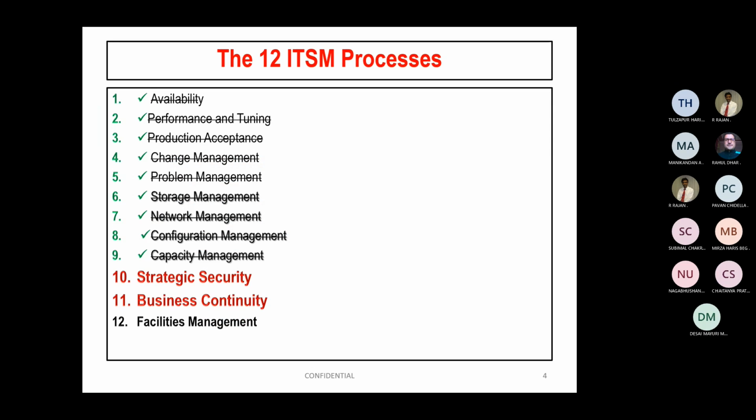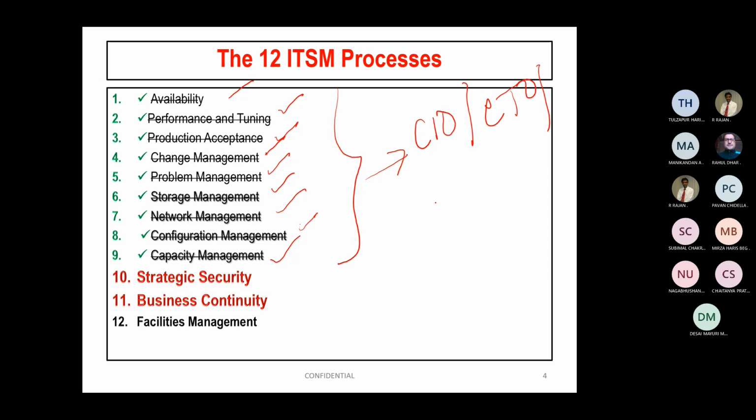Now we have covered quite a few, right? Starting from availability, performance tuning, production acceptance, change management, problem management, storage management, network management, configuration management, capacity management. Now, these perhaps all belong to, except network design, which is not there, the CIO responsibility, or a CTO responsibility, or a head of IT responsibility.